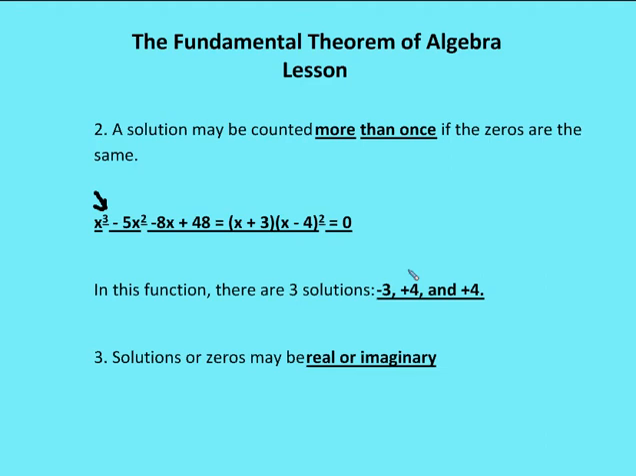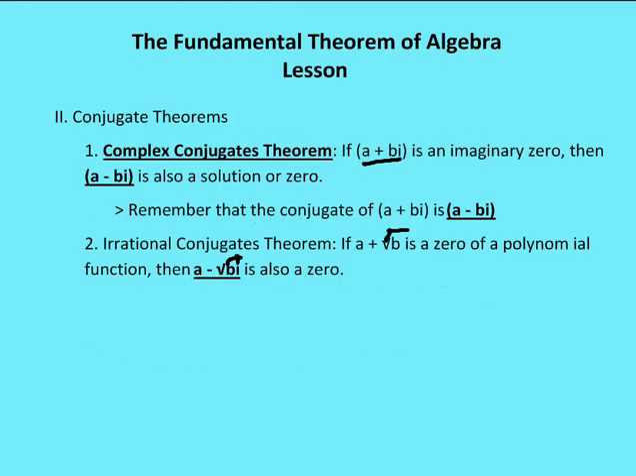Second caveat is that the solutions of 0 may be real or imaginary. So they don't have to be real values, they can be imaginary values. But there are a couple of things we need to know when we talk about imaginary values with respect to solutions or zeros for a polynomial. And those are with respect to the complex conjugates theorem and also the irrational conjugates theorem. So in conjunction with the fundamental theorem of algebra, you also need to know that in some cases you're going to come up with an imaginary root or 0 or an irrational root or 0.